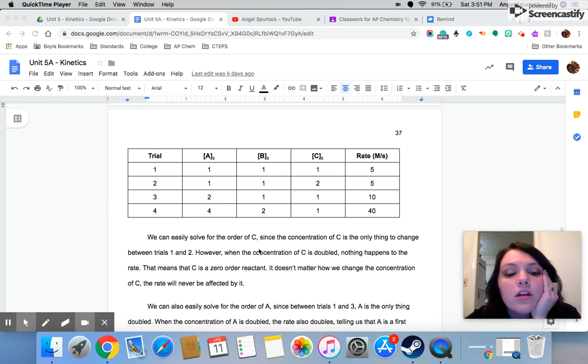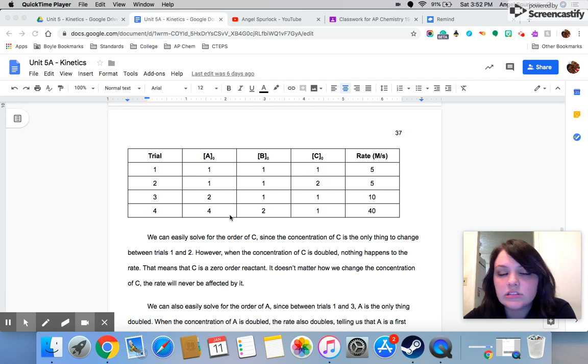I need two trials where the concentration of B changes, but the concentration of everything else stays the same. Well, the only one where B changes is the fourth trial. So let's see if I can find another trial where everything else stays the same. Between trials 3 and 4, B changes, but A also changes, okay? Between trials 2 and 4, C changes, B changes, and A changes. Ugh, I don't like that at all. But between trials 1 and 4, A changes and B changes.